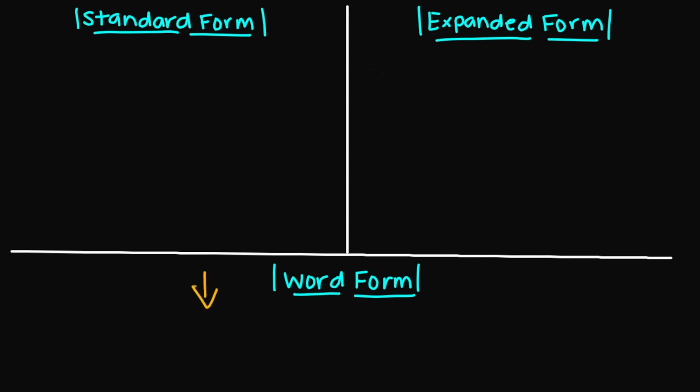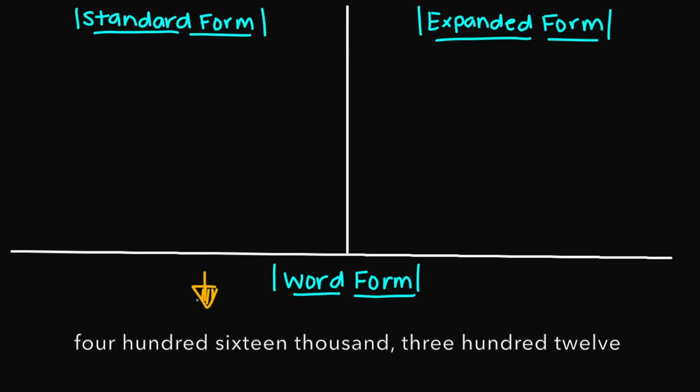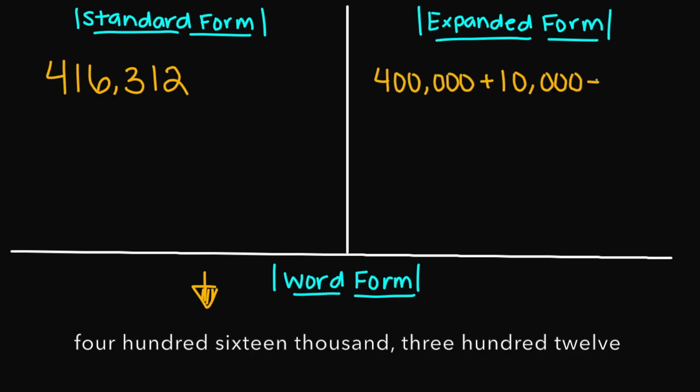So let's say your word form in this example here is 416,312. So 416,312. This is going to be your standard form here. This is what it would look like. And if you were to write this in expanded form, you're going to get 400,000 plus 10,000 plus 6,000 plus 300 plus 10 and then plus 2.